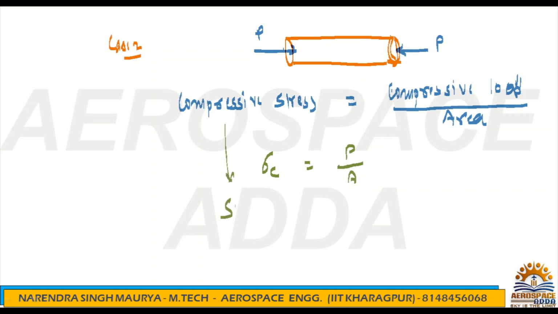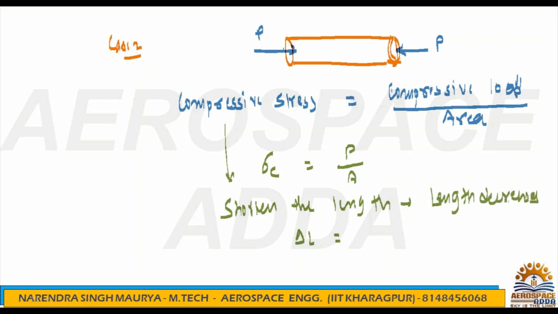It will try to shorten the length. What will it try to do? See, it will try to shorten the length, means delta L. Shorten the length means length decreases. Why does length decrease? Because the pushing force on both sides tries to compress, so the length decreases. So delta L will be negative. Whenever compressive stress is there, the change in length will be negative. Why? Because it is trying to compress the object.